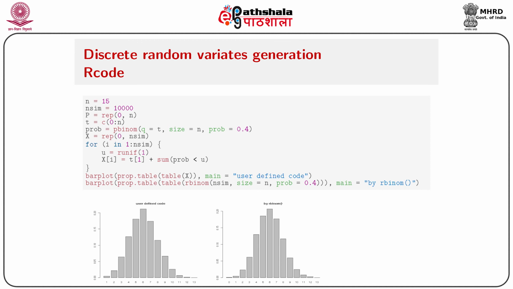Now I'll use a for loop, that is i equals 1 to nsim, and u equals runif 1, where x[i] equals t[1] plus the sum of prob less than u, and once we run this for loop, it will generate the random variates from the binomial distribution with specified parameters. And this is a uniform code that can be used for all discrete random variates. And to compare with the inbuilt R function rbinom, I generate separately and plot both the series by bar plot. And if you see these two plots, there is no basic difference. They are completely the same.